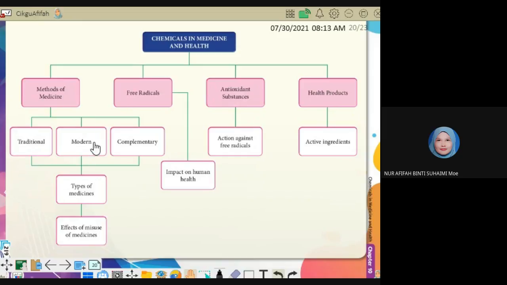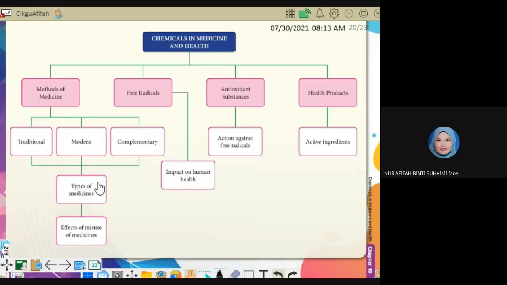Modern, we have three types of medicine, which is analgesic to relieve pain. Second one is antibiotic, and the third one is therapeutic for the psychiatric patient, to treat mental illnesses. That is for modern.